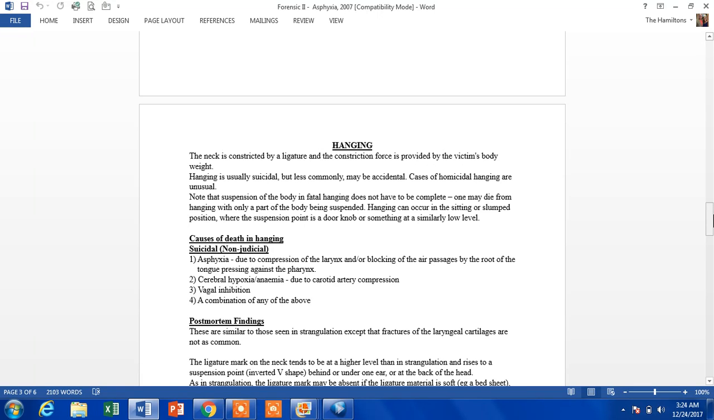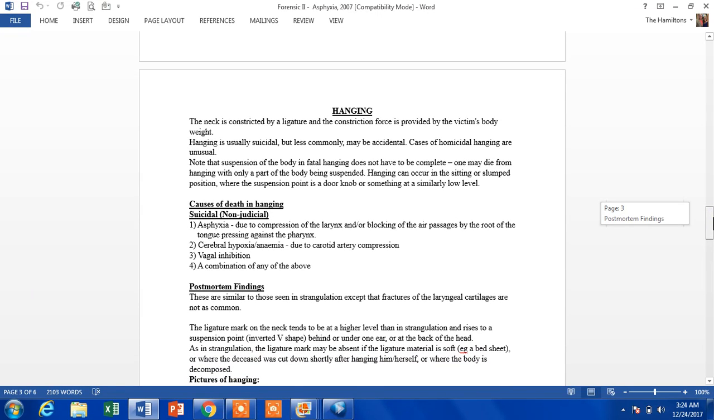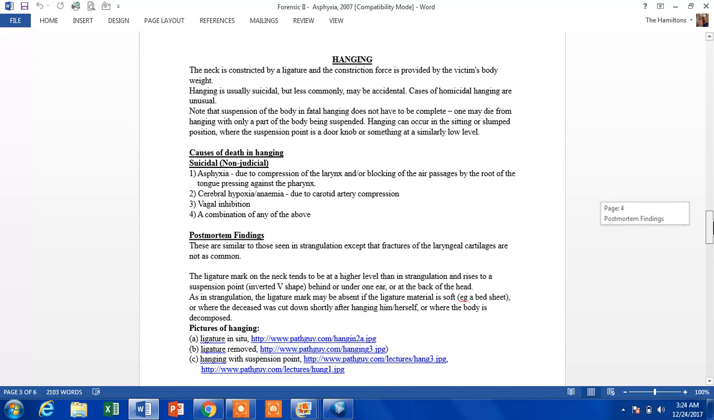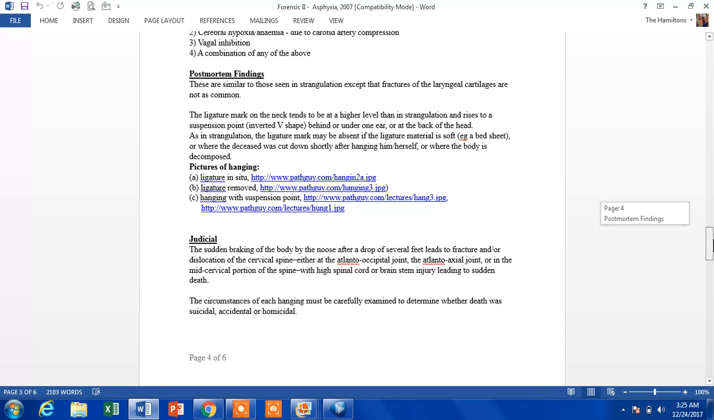Post-mortem findings. These are similar to those seen in strangulation, except that fractures of the laryngeal cartilages are not as common. The ligature mark on the neck tends to be at a higher level than in strangulation and rises to a suspension point, inverted V shape, behind or under one ear or at the back of the head. As in strangulation, the ligature mark may be absent if the ligature material is soft, for example, a bed sheet, or where the deceased was cut down shortly after hanging him or herself, or where the body is decomposed. I will not be showing pictures of those hangings.